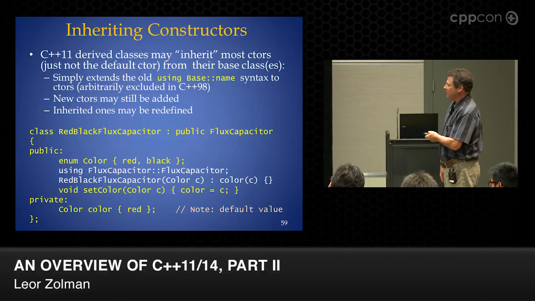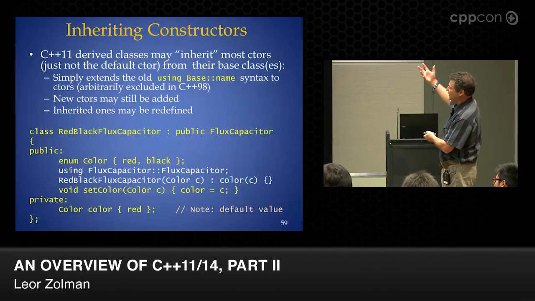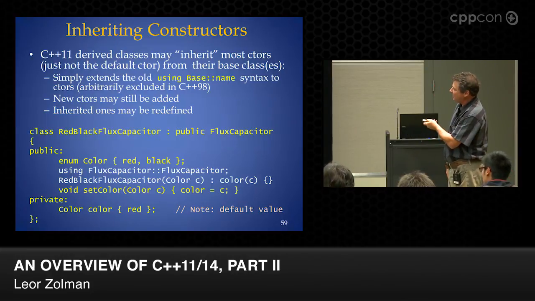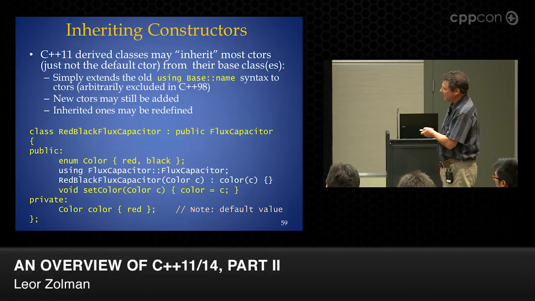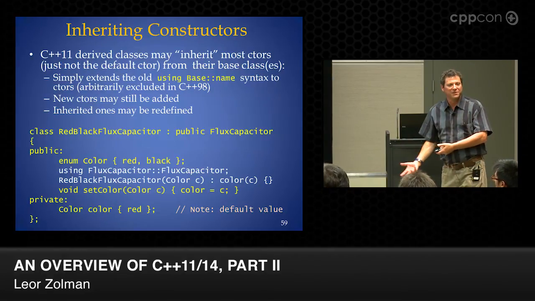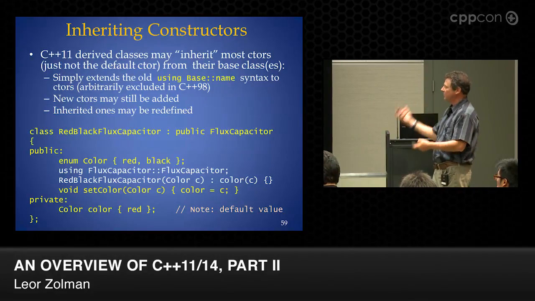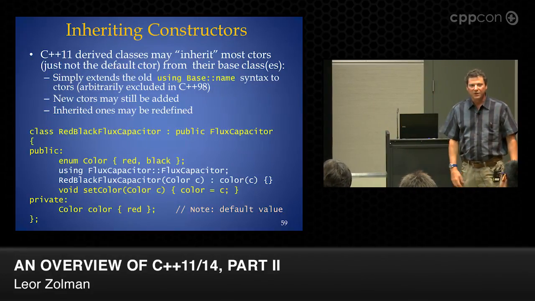And then we add a constructor that takes a color. So what this is going to do is still going to call the base class default constructor and do what that does, and it's going to set the color to C. But if you use any of these other constructors from flux capacitor, they'll do what they do, and the color will be set to red. Does that make sense? It's just another little trick to avoid having to re-specify the same code, reinvent the wheel.